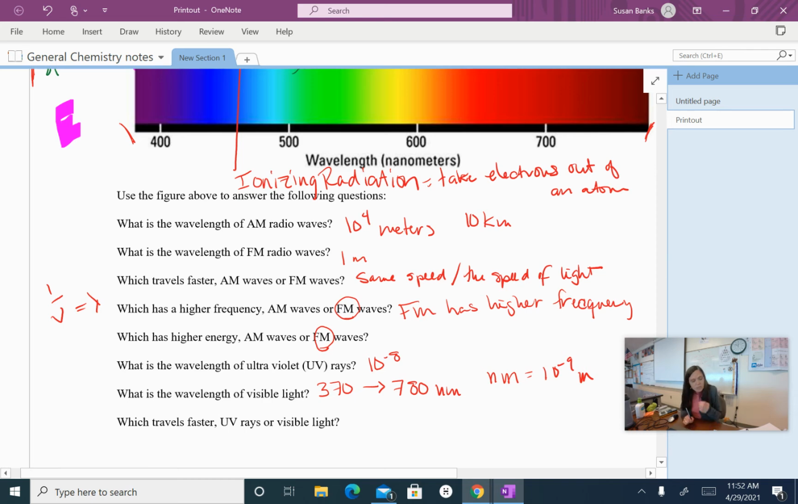Okay? Which travels faster? Hopefully you realize it's the same thing as this. What travels faster, AM or FM? What travels faster, UV or visible? They're all traveling at the same speed of light. C equals speed of light. And C is the letter that we use to designate the speed of light.